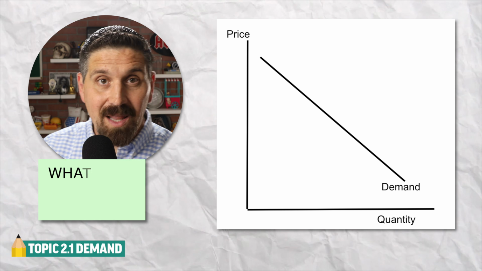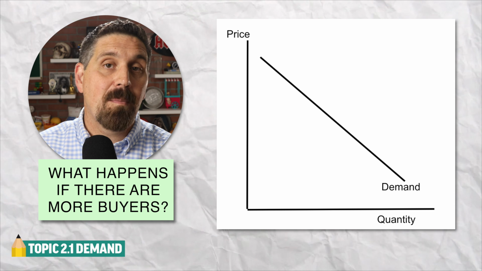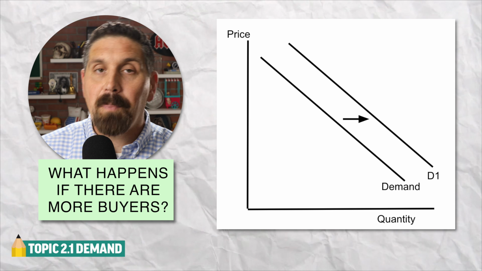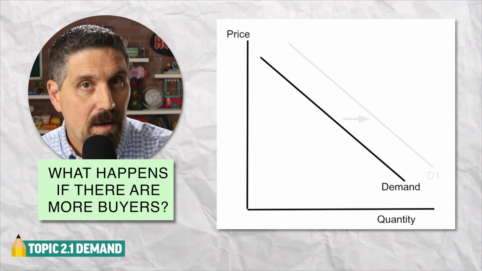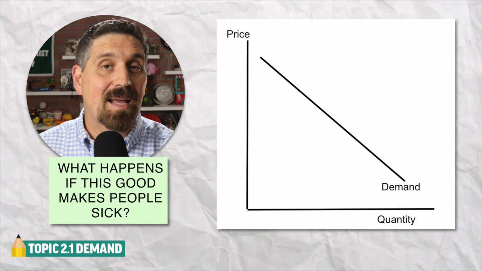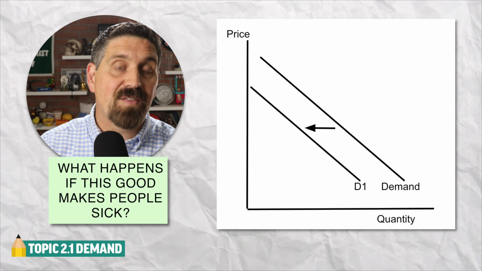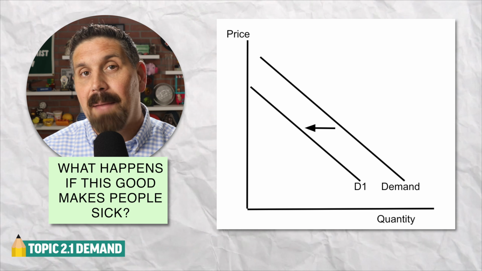For example, if there's suddenly more consumers in the market, that would cause the demand curve to shift to the right, so at every single price, people are willing and able to buy more. But if it was found this product gets people sick, then the whole demand curve would shift to the left. At every single price, people will be willing and able to buy less.